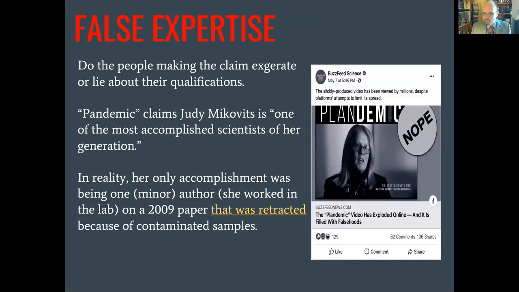If they don't lack expertise but have false expertise. So do people making the claim exaggerate or lie about their qualifications and make it seem like they're qualified when they're not? So Plandemic claims that Judy Mikovits is one of the most accomplished scientists of her generation. And she thinks the Plandemic is a big hoax and that the virus came out of the lab in Wuhan and was created there, et cetera, et cetera.